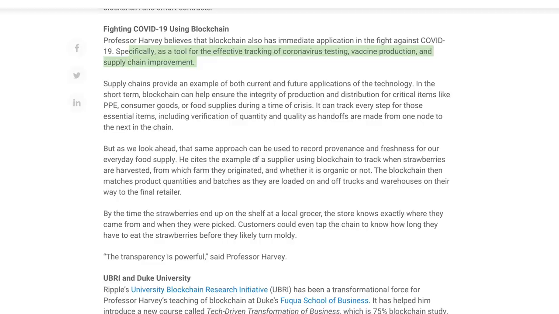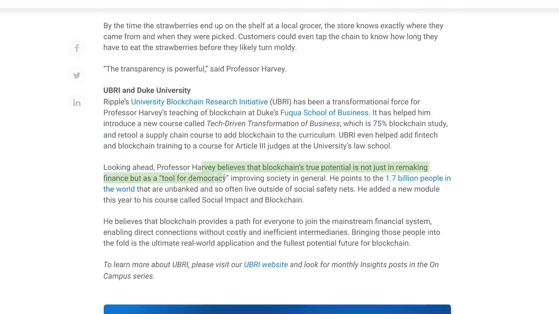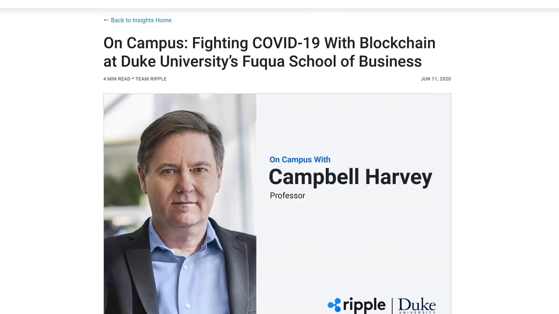So a possibility there. Looking ahead, Professor Harvey believes that blockchain's true potential is not just remaking finance, but a tool for democracy, improving society in general. And this has always been Ripple's MO as well. To be able to bank the unbanked, to be able to level the playing field, this is what money should be. It shouldn't be that just some top tier banks have all the control of the flow and everybody below them needs to pay them a fee in order to access that. Okay, Ripple's opening it up. Ripple is funding these initiatives to democratize this, also to help along the XRP ecosystem. So this is all great news.